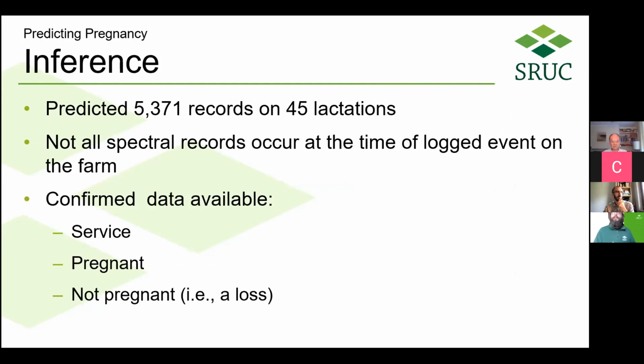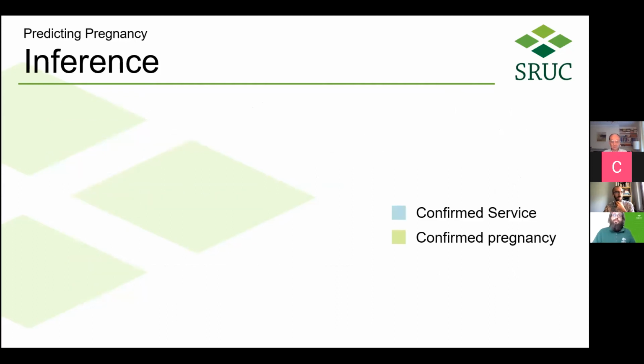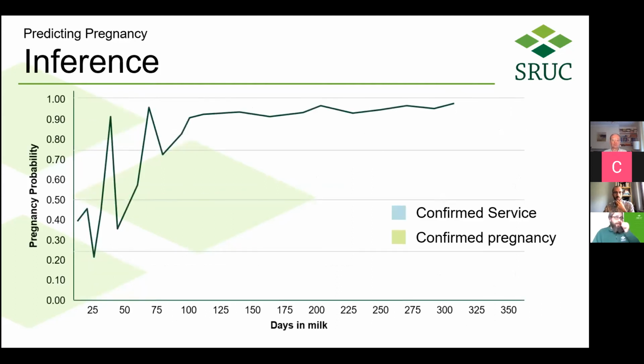But we wanted to check it on data and give a couple of examples. Because we had information on services and when pregnancy and pregnancy losses were confirmed, we could feed that in and look at some case studies. This is an example of the model for an animal, where we can see the probability of the cow being pregnant on the y-axis and the days in milk on the x-axis. We know when the cow was serviced. You can see this cow was serviced twice, and then was confirmed pregnant at around 100 days. And as we can see, the model maintains a high probability of the cow being pregnant at that time.